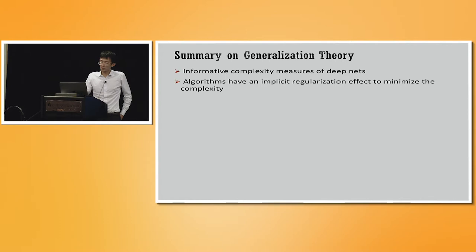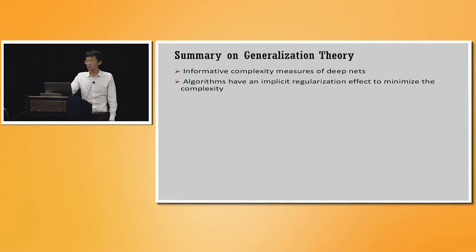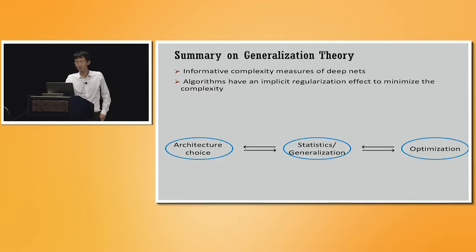All right, just a quick summary on the generalization theory. We need the right complexity measures for deep nets. Some of the existing ones are already pretty good, but probably we need tighter and tighter complexity measures. And algorithms have an implicit regularization effect to minimize the complexity measure. And just to reemphasize this, the generalization theory has a lot to do with optimization, actually even more than the architectural choice somehow.